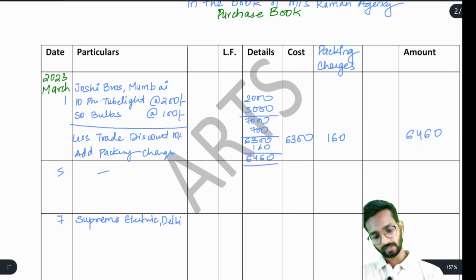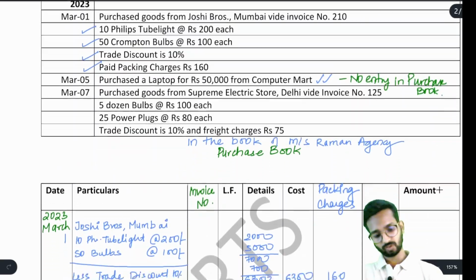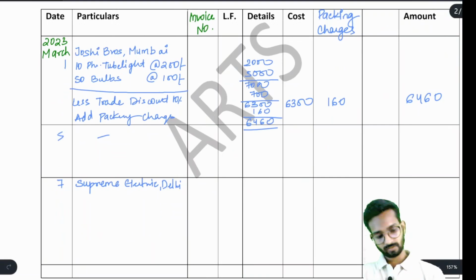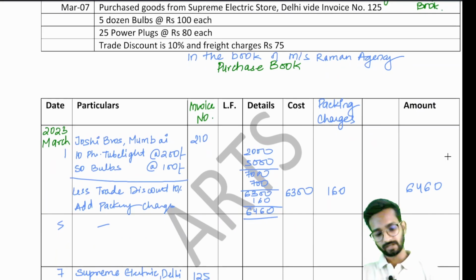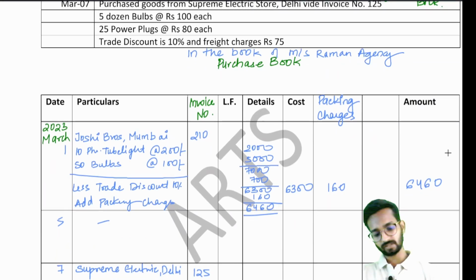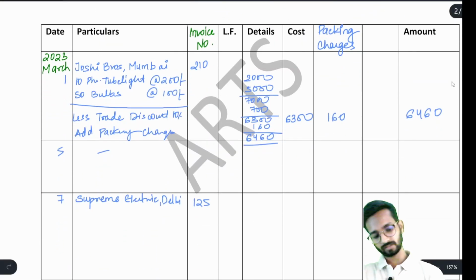One more thing we had to mention here was invoice number. If invoice number is given, we can write it. I think it is given here. Invoice number 210 and 125. For this it was 210 and here it was 125. Supreme Electric Delhi, what have we purchased? Let's see. We have purchased 5 dozen bulbs at 100 each and 25 power plugs at 80 each.